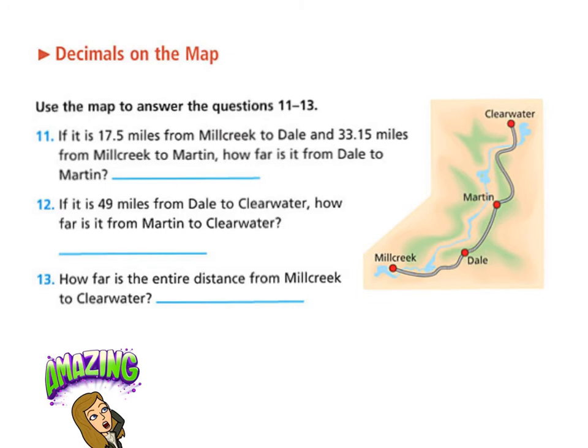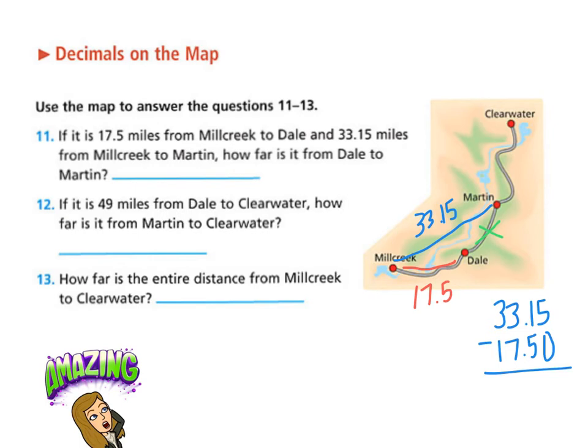Okay, so they're telling me that from Mill Creek to Dale here, that is 17 5/10 or 17.5 miles. And from Mill Creek to Martin is 33 15/100. So in order to find the distance between Martin and Dale, I could take the 33 15/100 and subtract 17 5/10. So let's do that work now. So I'll line up my numbers, 33 15/100 minus 17 5/10. Okay, that opens up a gap here where I'll put a 0.